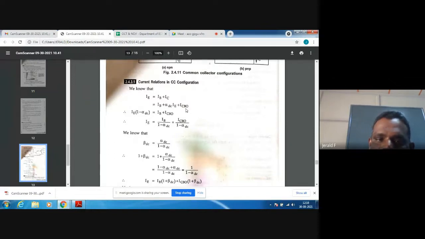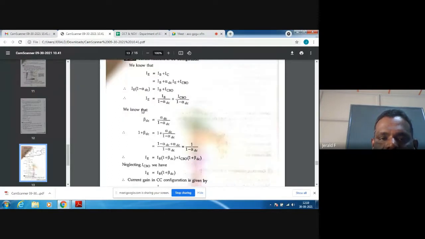Similarly, IC current is alpha DC IE plus ICBO. IC definitely has a leakage current, so a negligible current will be there. So that is alpha DC IE plus ICBO. This is a standard formula. Then we have to substitute the value: IE minus 1 by IB plus ICBO. IE is equal to 1 divided by alpha, substituting the value.